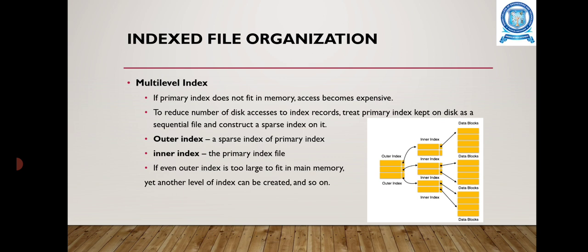If even the outer index is too large to fit in main memory, yet another level of index can be created, and so on. This is the structure of the multi-level index. First the outer index, from the outer index the inner index is formed, and from the inner index the data blocks are arranged. Like this the multi-level indexes are formed.